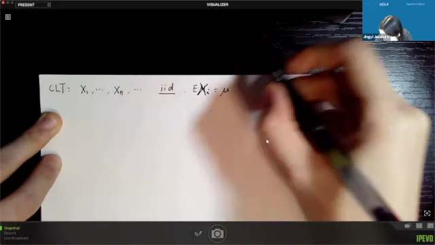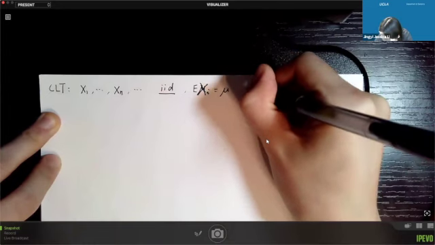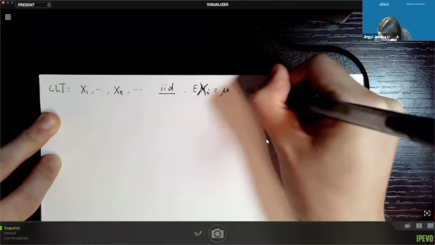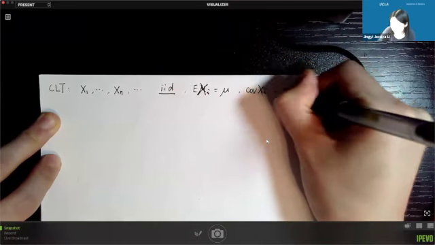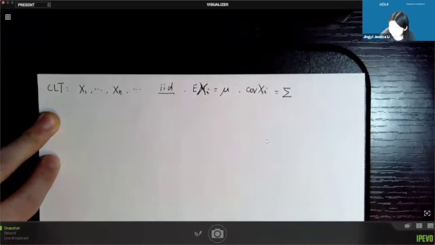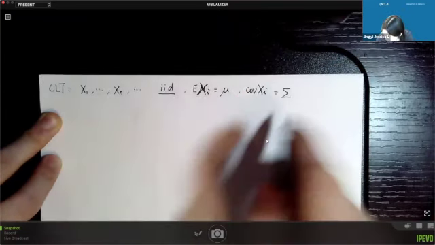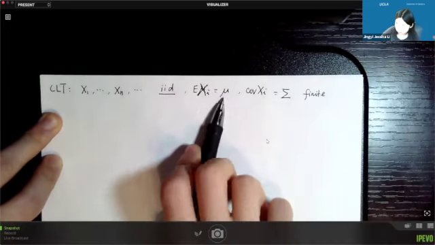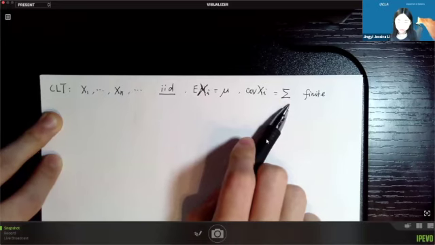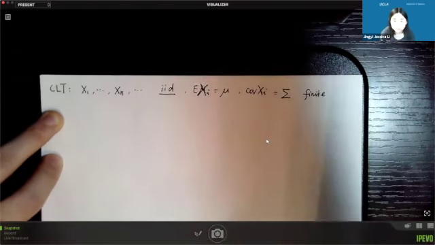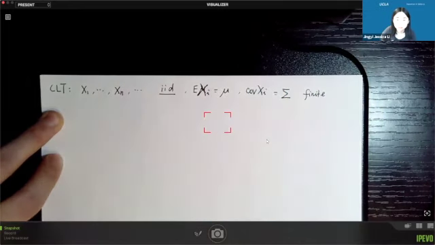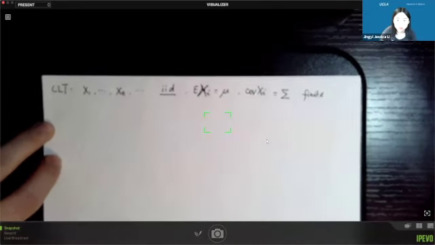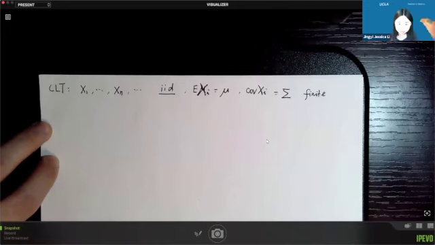And we need to have the covariance of xi, which we write as a covariance matrix. We need both of them to be finite. The entries must be finite in the mean vector and the covariance matrix. That's the requirement. And with this, we will have the important statement.